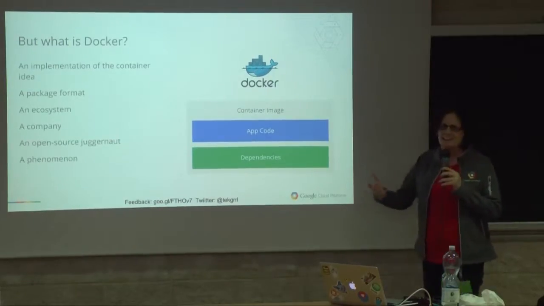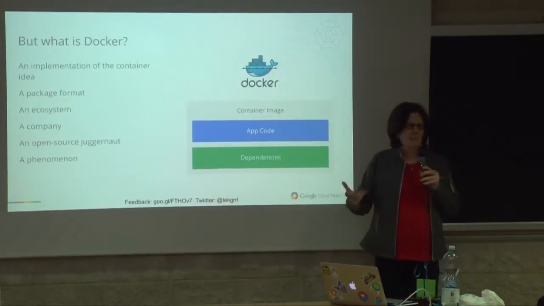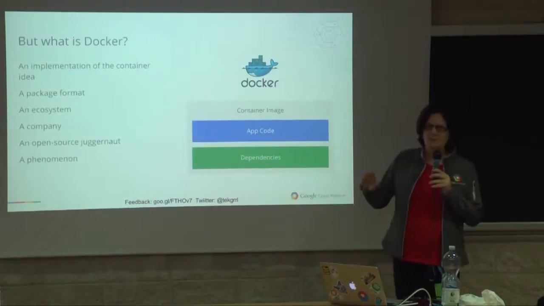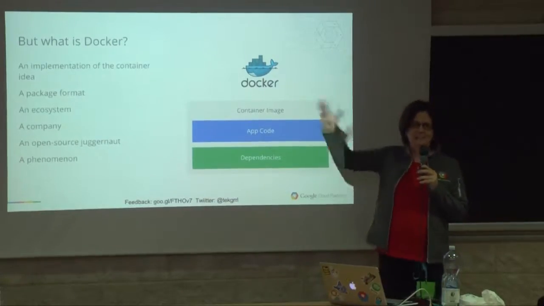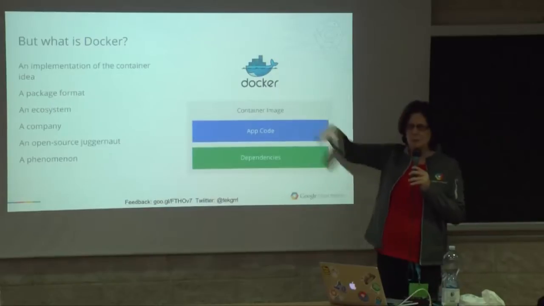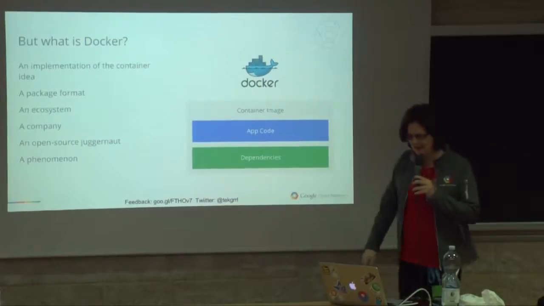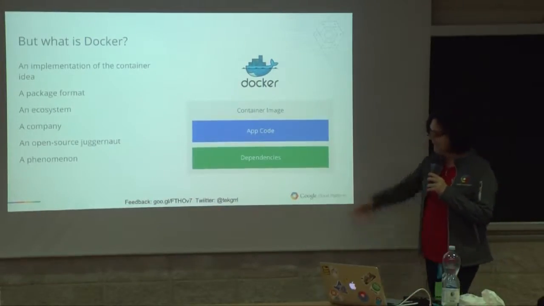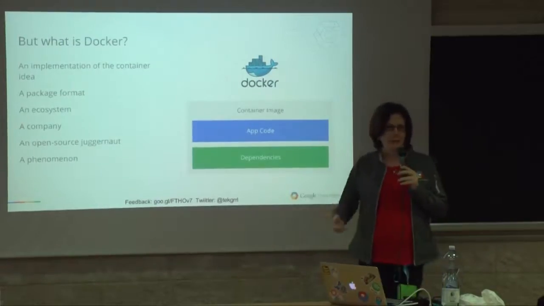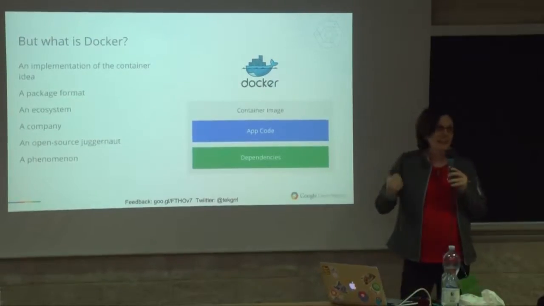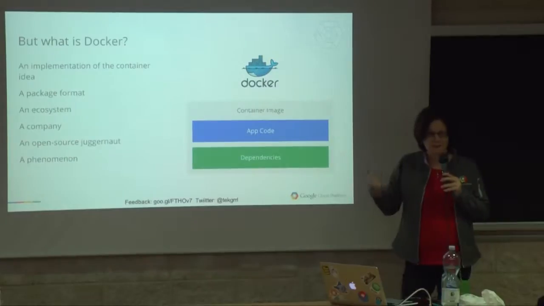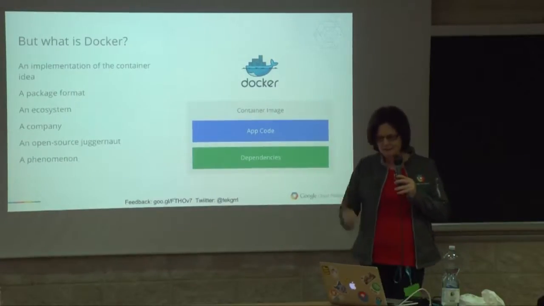I won't necessarily say a juggernaut. They have 25,000 stars on GitHub. And for context, I think Bootstrap has 70,000 stars, but Bootstrap is way out there for some reason. I don't know why that is, but it's also a phenomenon. Docker is extremely popular, as you saw from the trends. Fernando Alonso is extremely popular as well. So he's a phenomenon, and so is Docker.